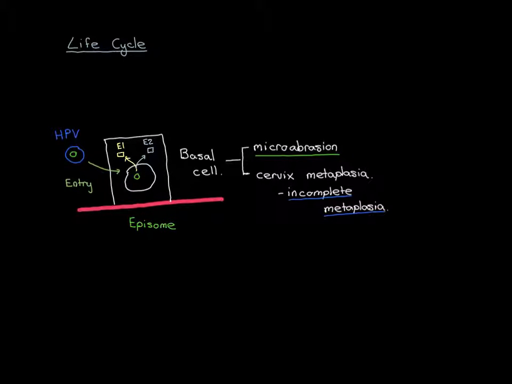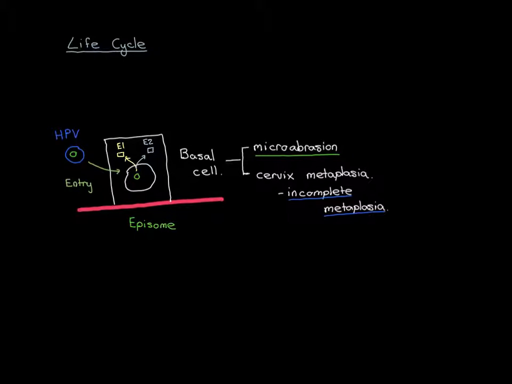So let's now talk about what E1 and E2 do. E1 and E2, if you don't have those, the viral genome cannot be copied whatsoever, because they are the things which bind to the origin of replication and which recruit the host cell DNA polymerase to the origin of replication for DNA replication to occur.